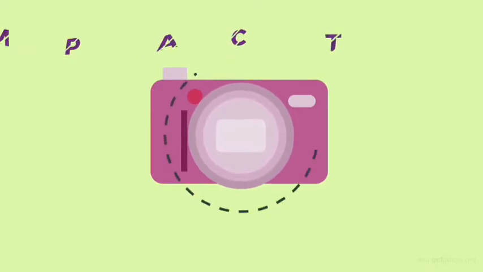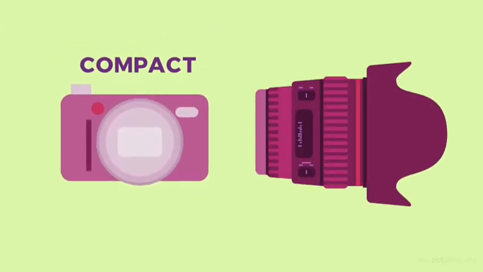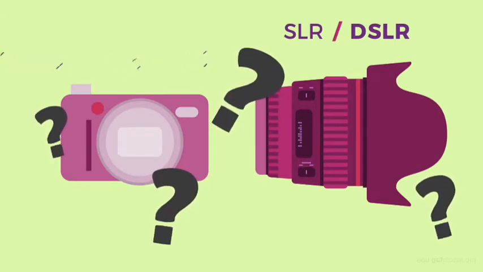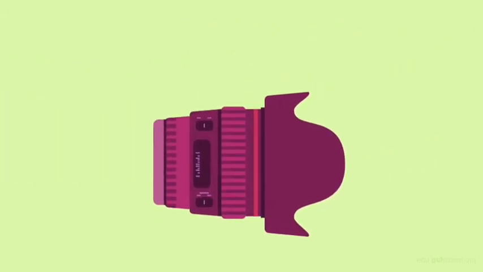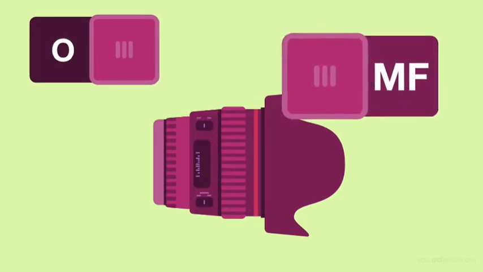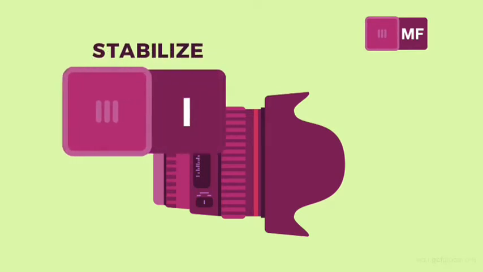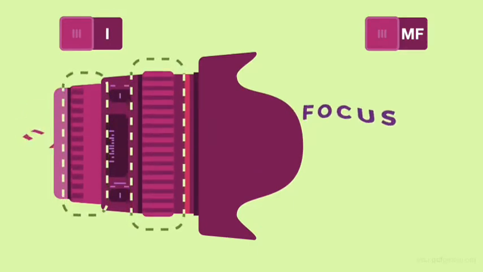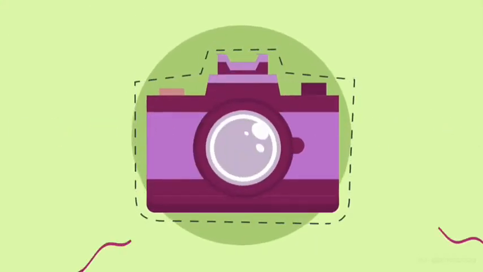For smaller cameras, these are usually fixed lenses, where they are built directly into the camera body itself. For larger SLR or DSLR cameras, you'll find detachable lenses, which give you the ability to use different types. With detachable lenses, you'll find two important settings. One selects either automatic focus or manual focus, and the other is for image stabilization. You'll also find between 1 to 3 rotating control rings, which allow you to manually adjust the focus, zoom, and aperture.